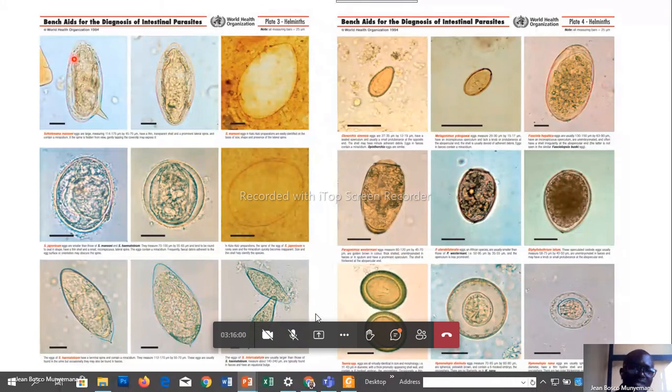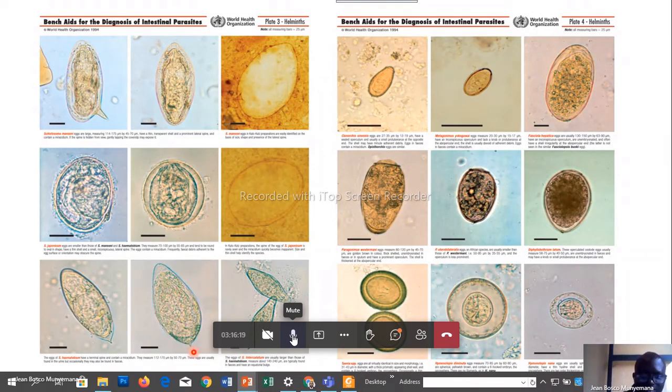What is this one? It is a schistosome. That is a schistosome. It has a lateral spine. And what about this one?